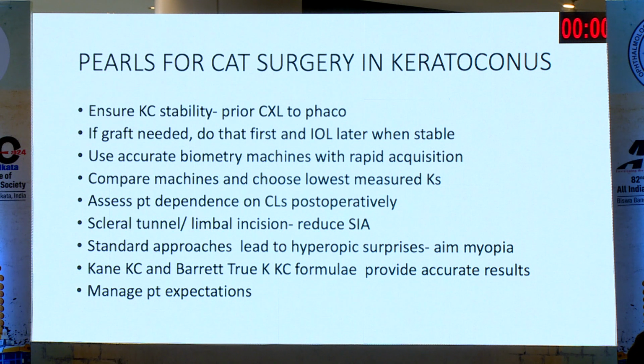So the pearls for cataract surgery in keratoconus are that you ensure KC stability. Prior to that, you can do either the CXL or the graft, whichever is required, and later the IOL when the condition is stable. You need accurate biometry machines for rapid acquisition, so that the tear film also does not contribute to errors preoperatively in the biometry. You need to assess the patient's dependence on contact lenses post-operatively. Incisions we have already described. Sclerals are preferred rather than the corneal. Standard approaches lead to hyperopic surprises, so we need to aim for myopia.